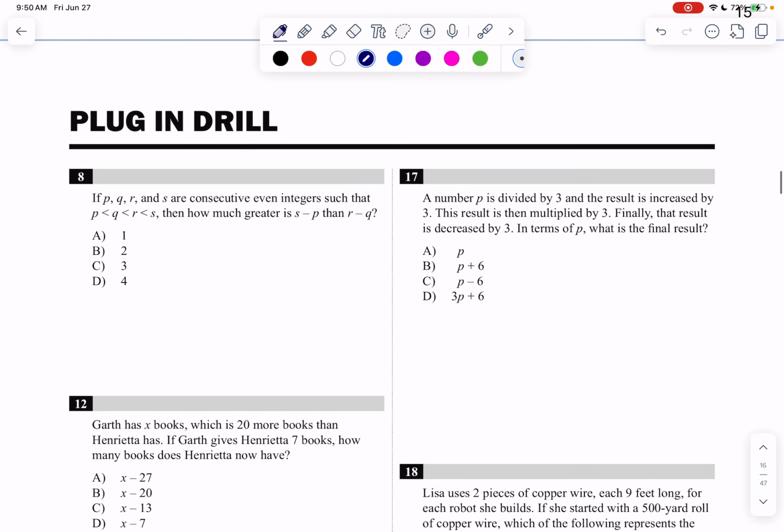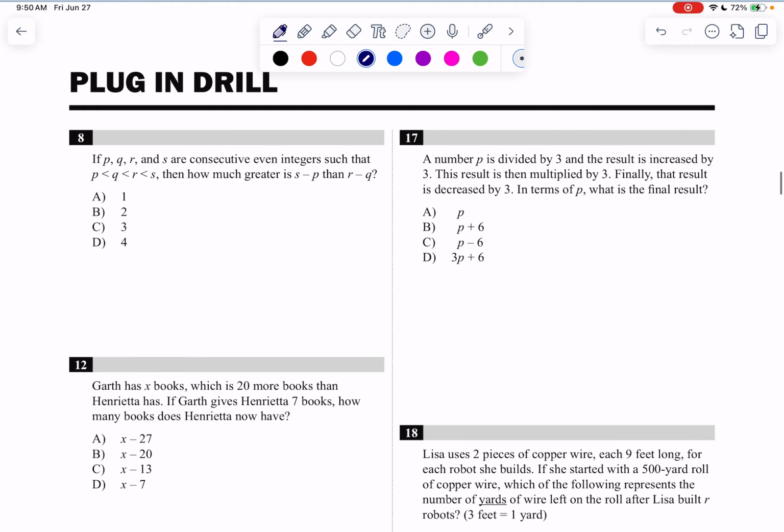I'm going to take you through this plug-in drill here, and that's where I'll end the video. And we'll pick up with another one for back solve when we're ready for a little bit more. All right, so let's read number 8.